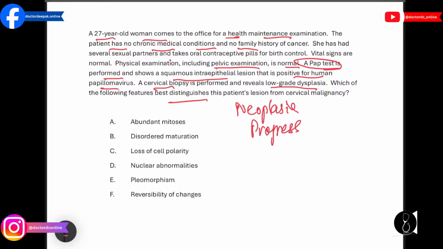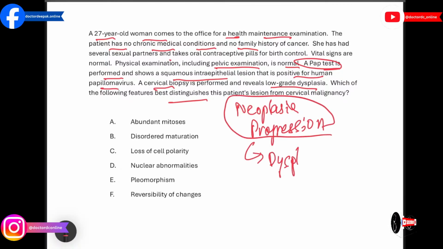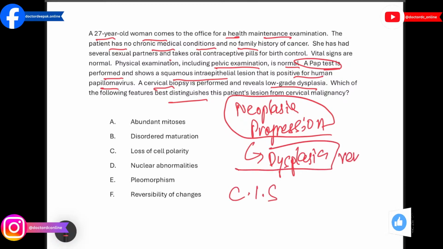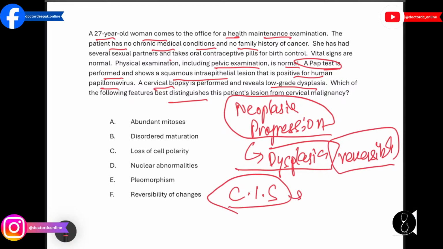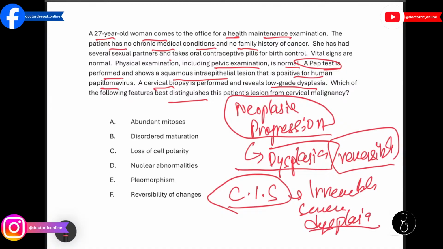If you know about neoplasia, progression was the first topic of neoplasia and general pathology: a statement about dysplasia and carcinoma in situ. Dysplasia is a reversible process if we remove the stimulus, and carcinoma in situ is an irreversible, severe form of dysplasia. In this question, they are asking the same thing. We take a Pap smear and get a small lesion that is positive for the human papillomavirus. They say it is low-grade dysplasia, and low-grade is reversible.